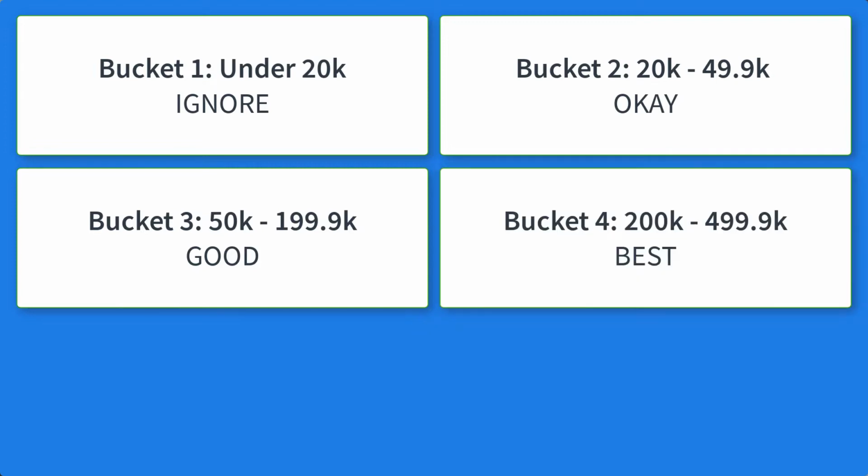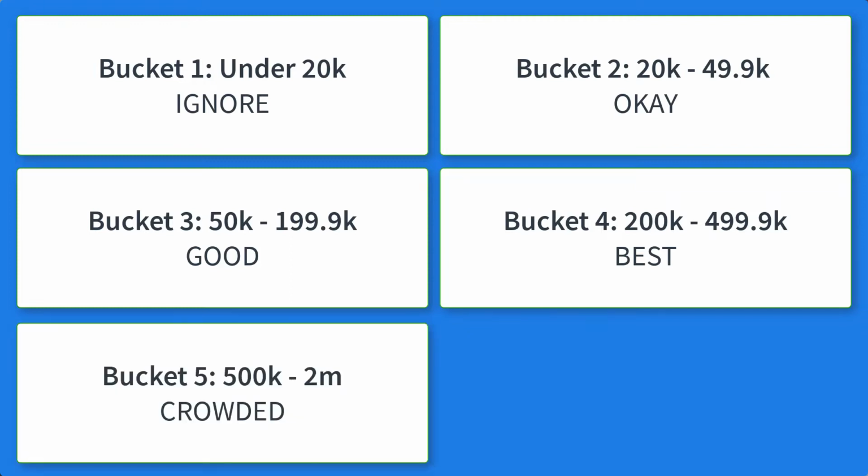Bucket 4 is 200K to 499.9K. This is the sweet spot. These are the best hashtags, and if you can include one or more, start with those. Bucket 5 is 500K to 2 million. These hashtags aren't worth focusing on. They are so popular that they get crowded fast. That means there are less opportunities for people to discover your post.